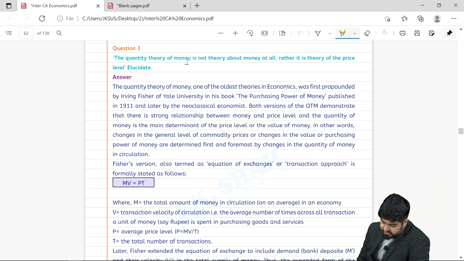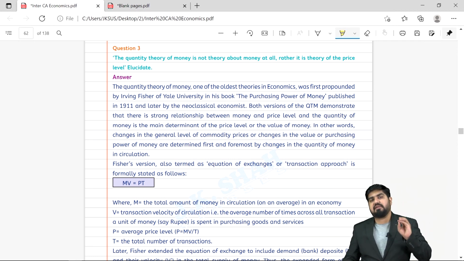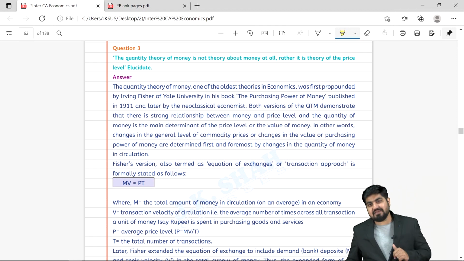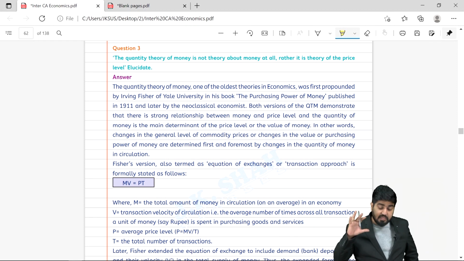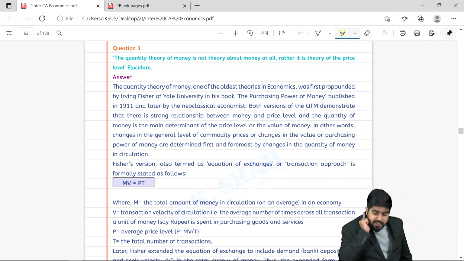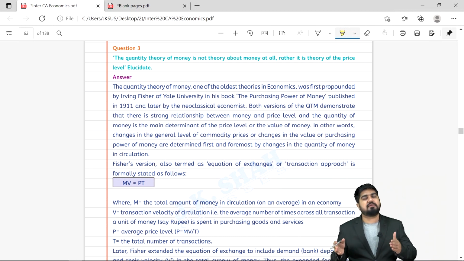So quantity theory of money is not a theory about money at all. Rather, it is the theory of the price level. Please explain this statement. First of all, let me confess one thing here. Though I have said this as demand for money, even Irving Fisher didn't know that this theory represents demand for money, because he had made this theory by keeping price in mind. But by looking at this theory, other economists felt, oh, this looks like demand for money, so let's add this theory here. And that is how it dropped into your syllabus.